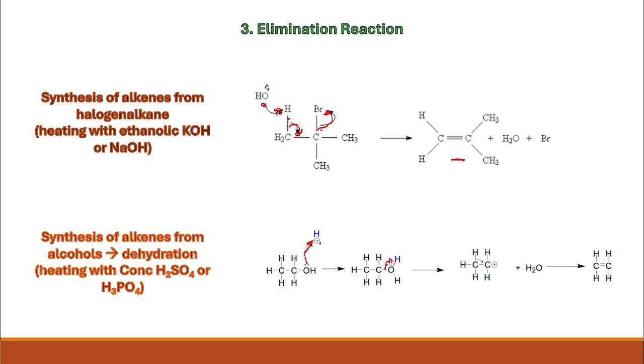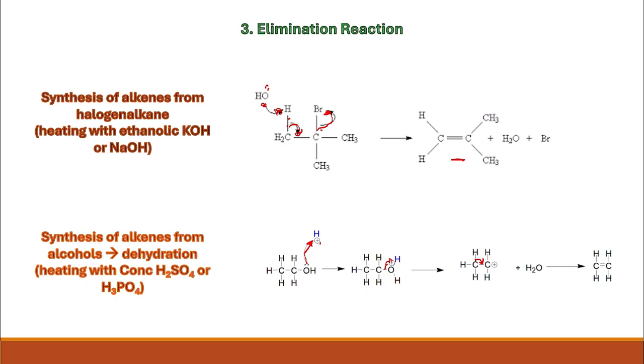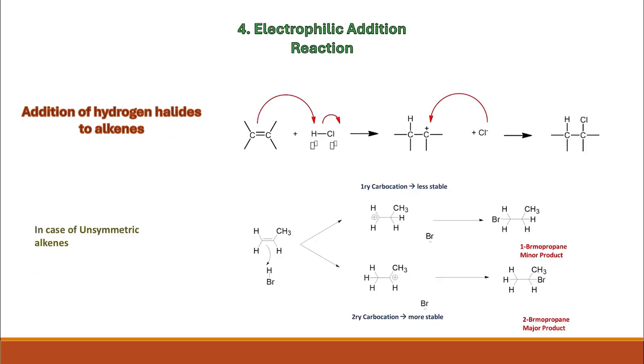So another proton has to leave from the adjacent hydrogen to make the double bond. This is the curly arrow from the electrons between the hydrogen and the carbon towards the two carbons to make the double bond. This is a dehydration reaction, and we heat it with concentrated sulfuric or phosphoric acid, which acts as a catalyst.